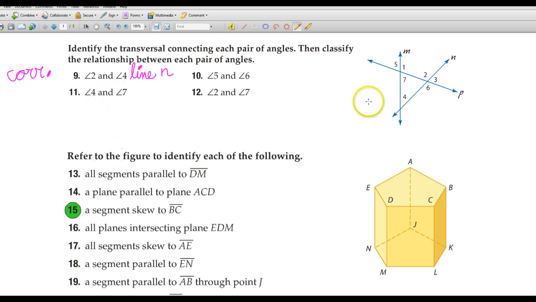Next we have angles 4 and 7. So 4 and 7. What types of angles are these? Or actually first identify the transversal. So we want the line making contact with both of these angles, and that would be this line. So line M is our transversal.